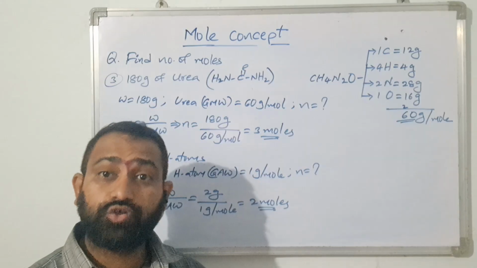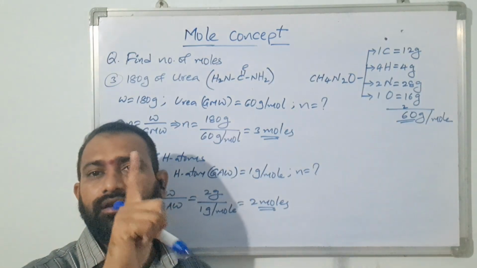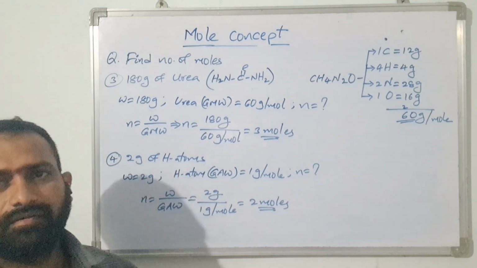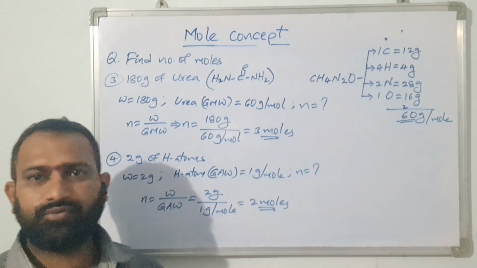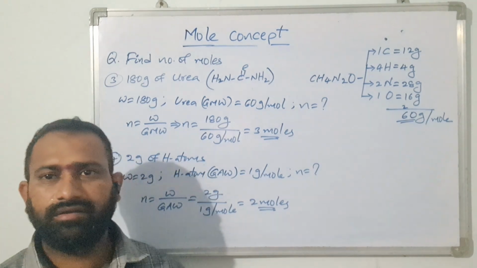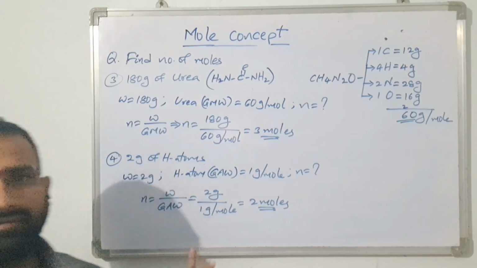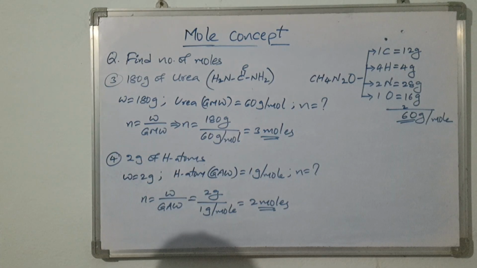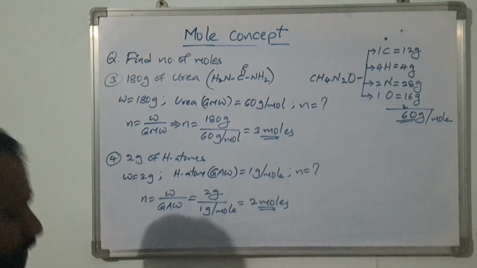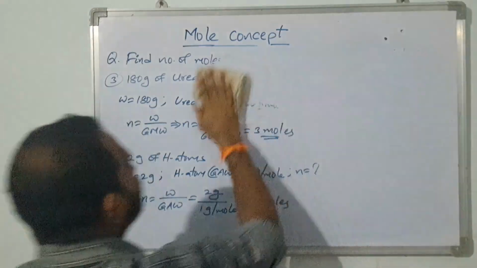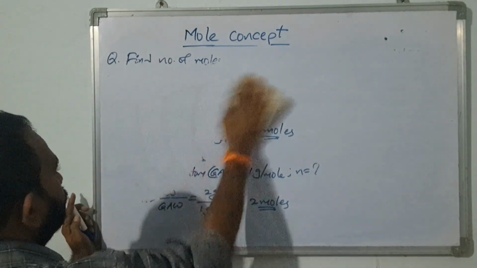2 grams of hydrogen atoms equal 2 moles. 2 grams of H2 molecules equal only 1 mole. What is the reason? In case of atoms, we should take gram atomic weight. In case of molecules, we should take gram molecular weight. Take a screenshot first. Next question. Fifth one.